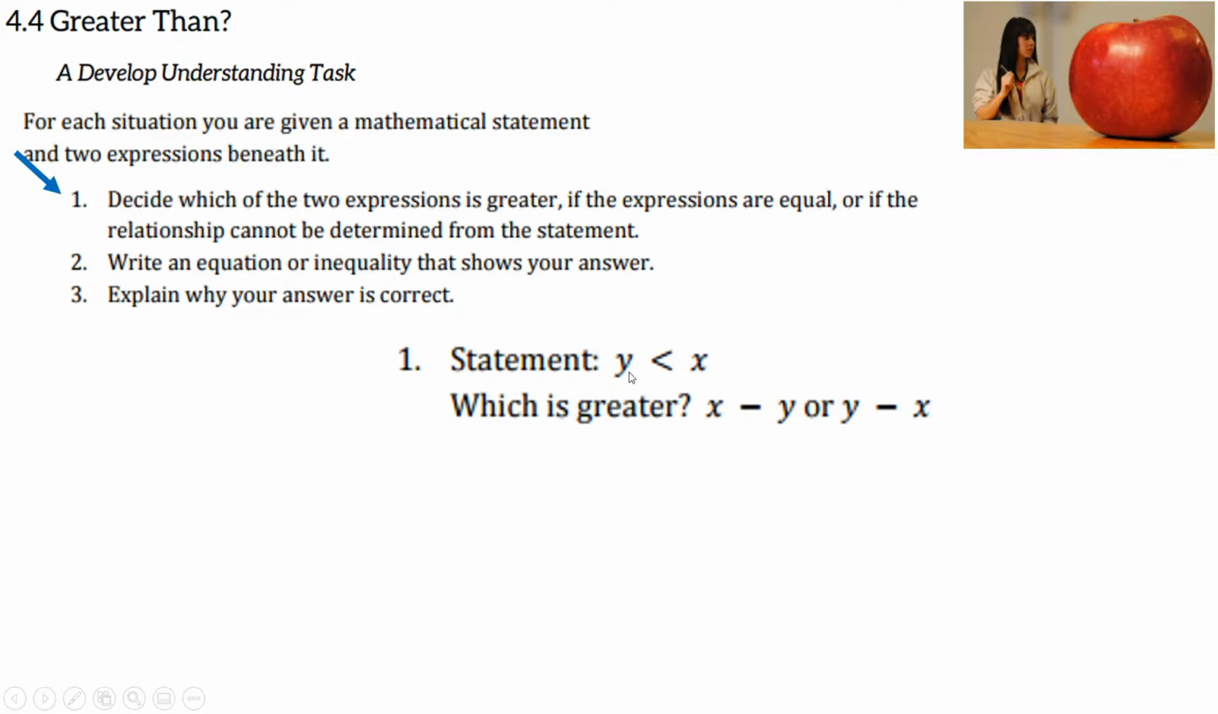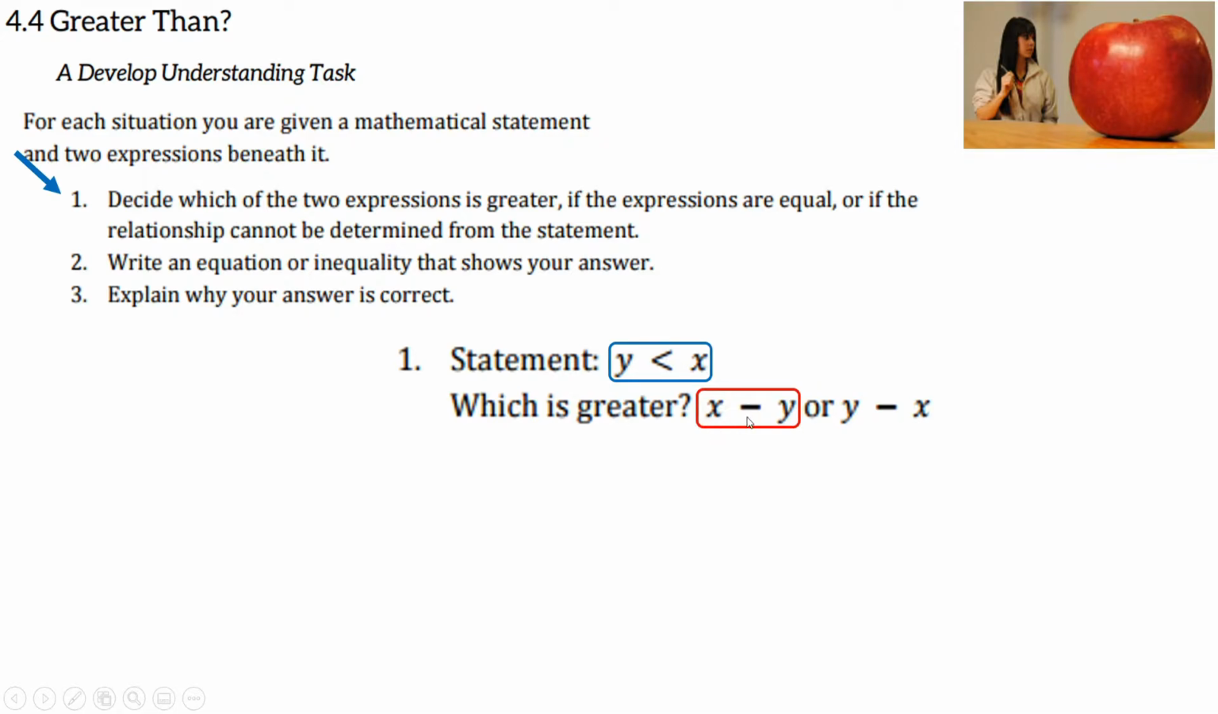So the statement is y is less than x. And do you notice, remember, I could read this like this too. The alligator, x is greater than y. Or if you read it from left to right, this is y is less than x. Okay, so if y is less than x, think about this expression, x minus y. Well, y is a number smaller than x.